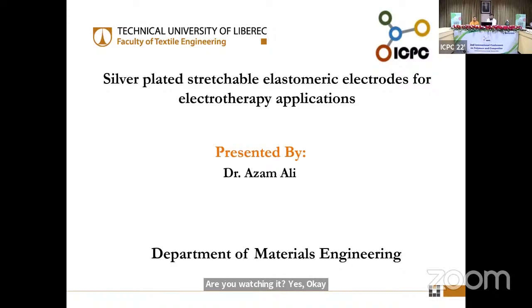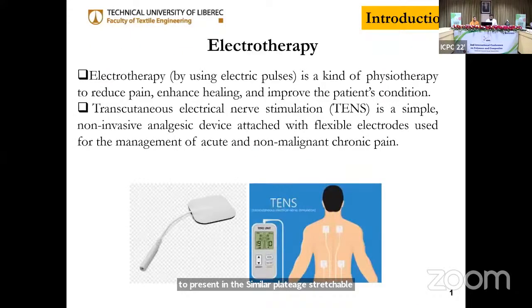So the topic I'm going to present is silver-plated stretchable elastomeric electrodes for electrotherapy applications. Electrotherapy is a kind of physiotherapy to reduce the pain in muscles and to enhance healing. For this purpose, there is a specific instrument known as the transcutaneous electrical nerve stimulation device. This device is attached with some electrodes, as in the case of ECG and electromyography devices.